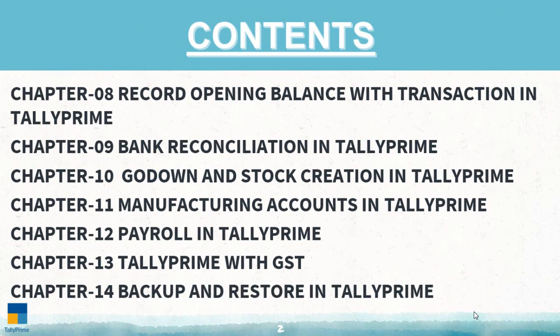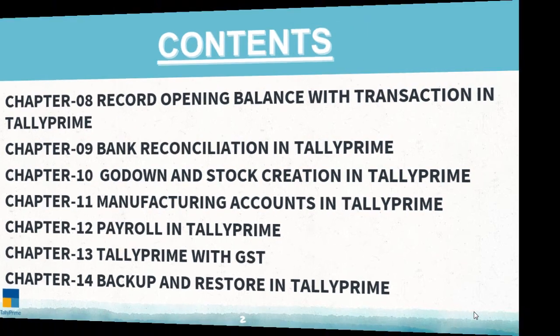Chapter 9 is bank reconciliation. Chapter 10 is godown and stock creation. Chapter 11 is manufacturing accounts. Chapter 12 is payroll. Chapter 13 is TallyPrime with GST. And the final chapter is backup and restore in TallyPrime.